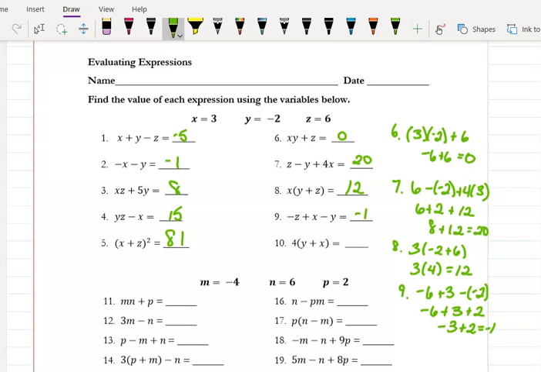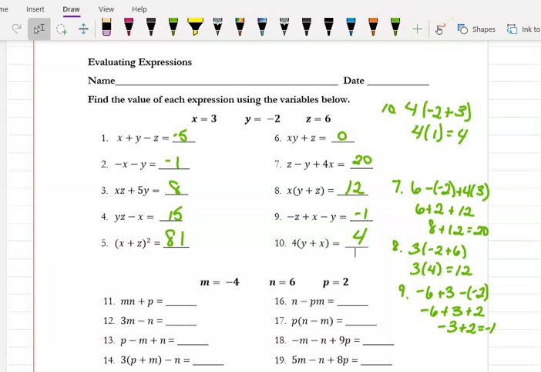And number 10, let me just make a little bit of room here. Will be 4 times y plus z, y plus x plus 3. So 4 times, parentheses, -2 plus 3 is 1, and 4 times 1 is 4. Okay, so that wasn't too bad.